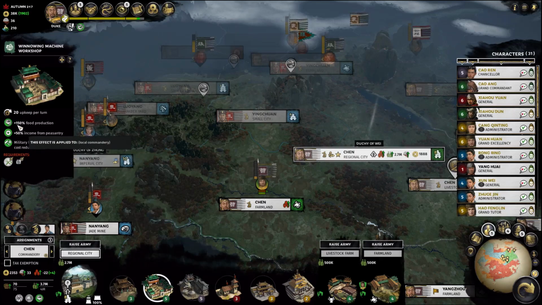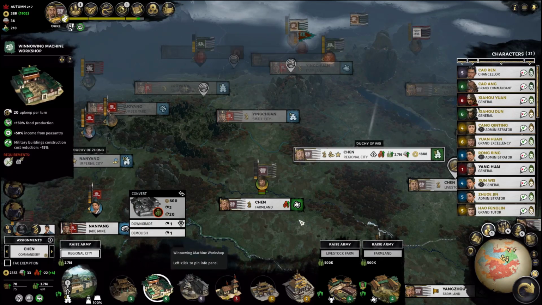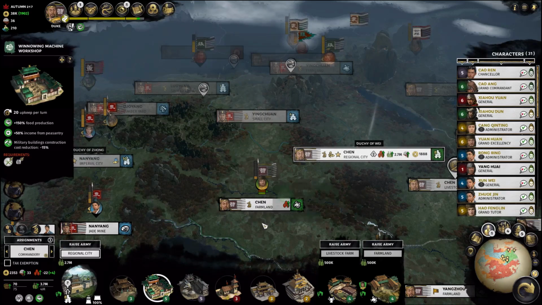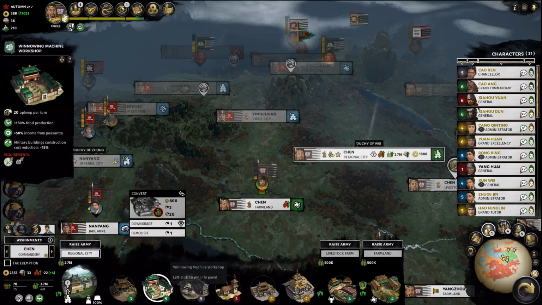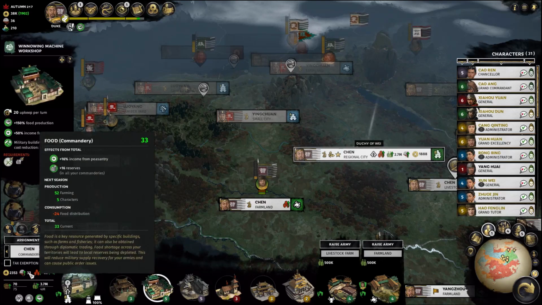calculate the bonuses, like 150%. And if you add to that the percentage from the reforms, you will easily get a 200% bonus for food production. So this territory alone can produce in its full potential about 66 food. Now it's producing 57, but this is with characters.